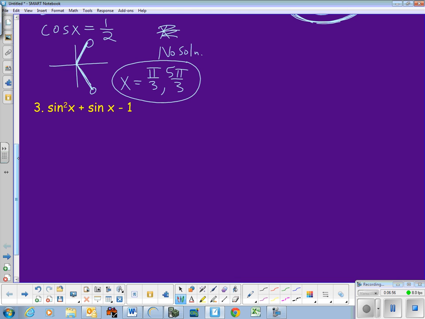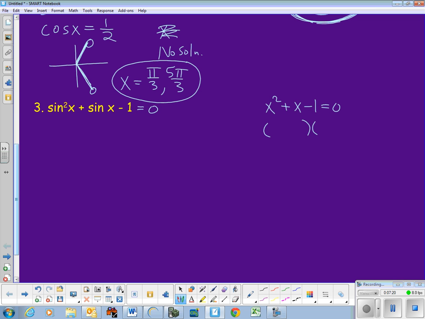Okay, lastly, sine squared plus sine minus 1. All right, and this one, I should have it equal to 0. It's going to put us in the same dilemma that we get when we solve quadratics. We try to factor it. If it doesn't factor, we use the quadratic formula. So this would be like factoring x squared plus x minus 1.